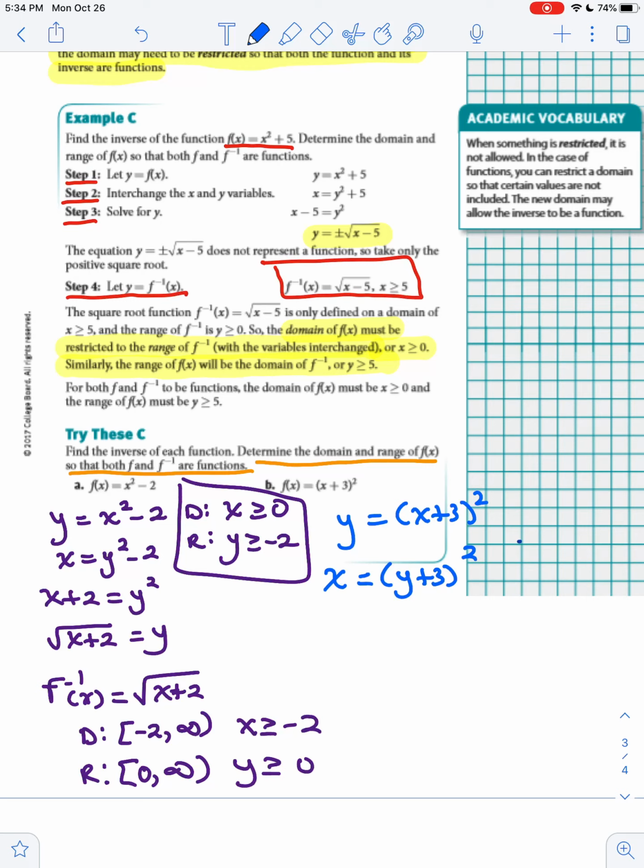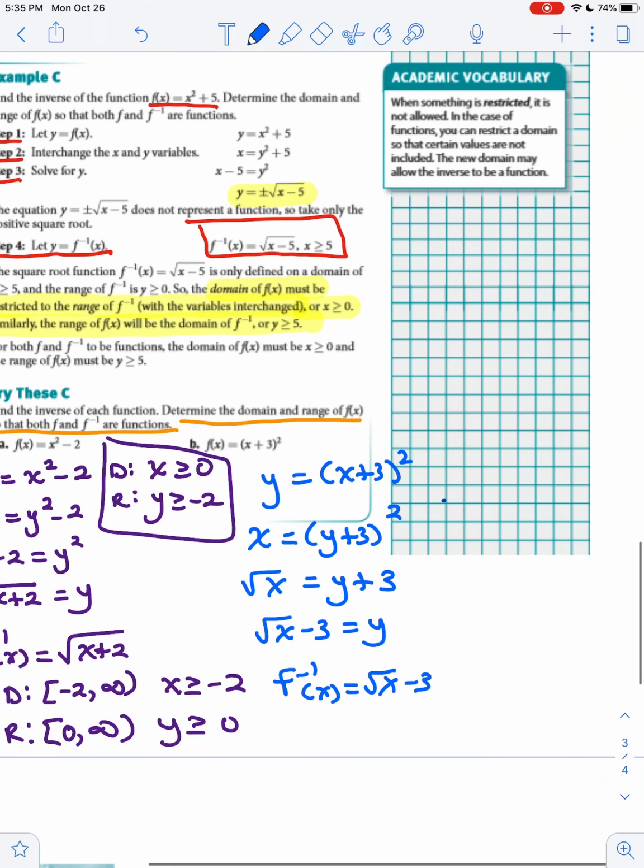So let's switch x and y. So x equals y plus 3 quantity squared. Now this time we have to take the square root first because we have to undo that power. So that means the square root of x equals y plus 3. Now subtract 3 and we have the square root of x minus 3 equals y. So f inverse of x is the square root of x minus 3.